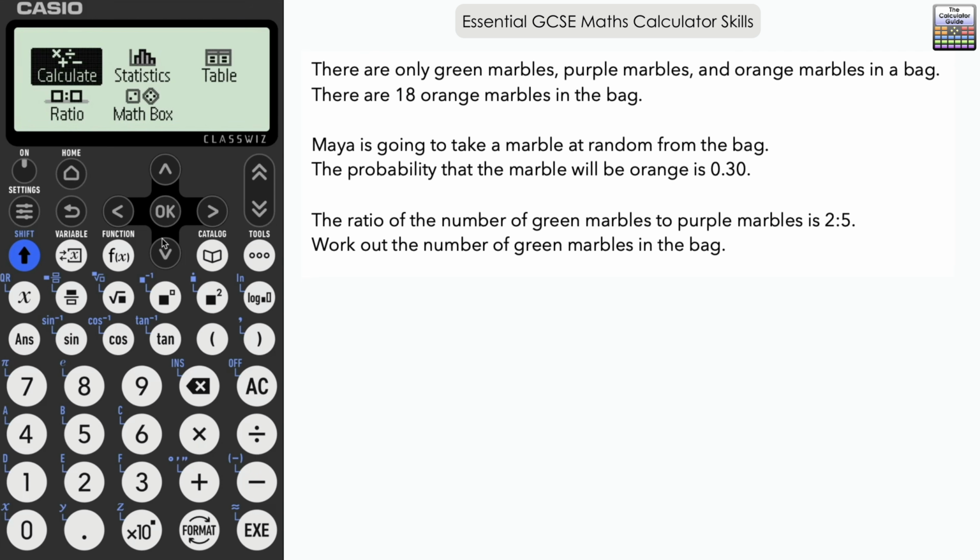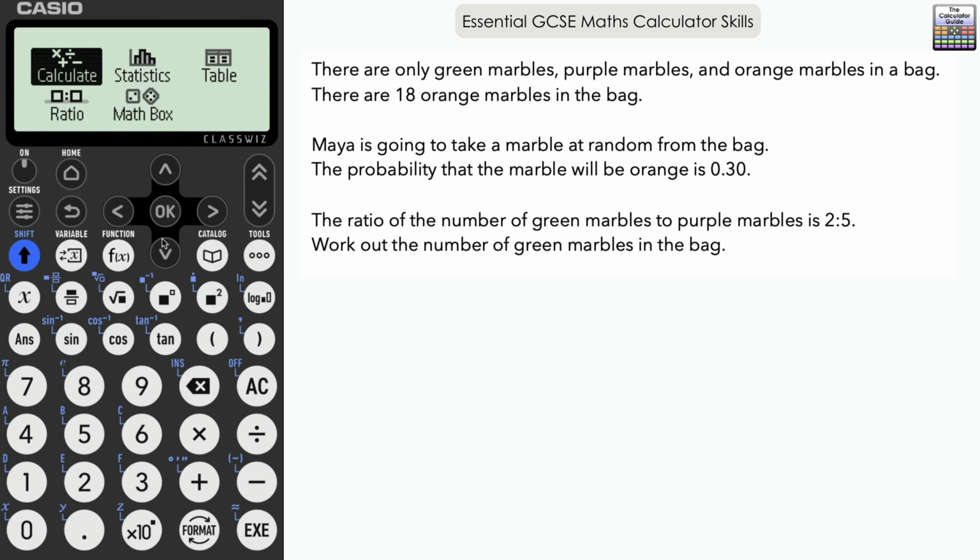There are only green marbles, purple marbles and orange marbles in a bag. There are 18 marbles in the bag. Maya is going to take a marble at random from the bag. The probability that the marble will be orange is 0.30. The ratio of the number of green marbles to purple marbles is 2 to 5. Work out the number of green marbles in the bag.